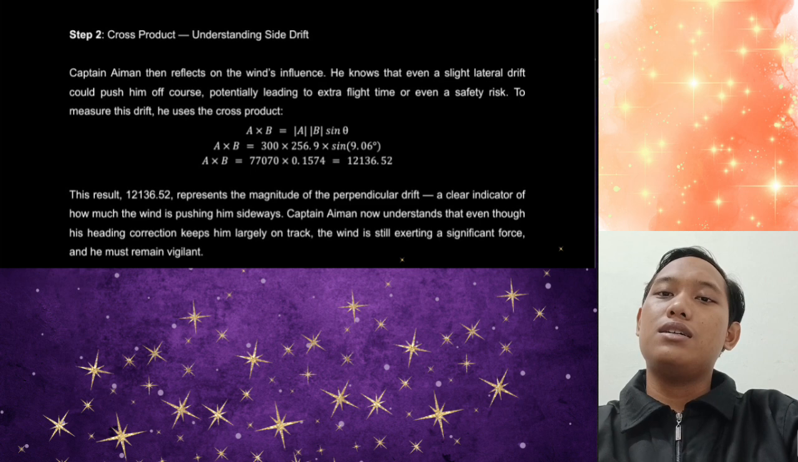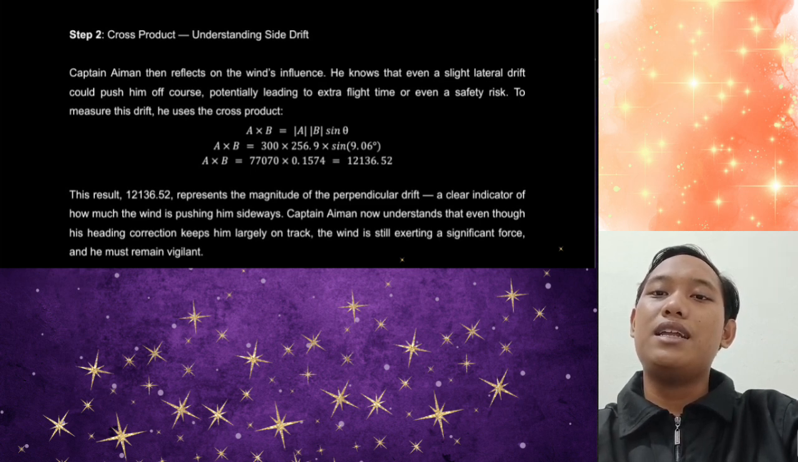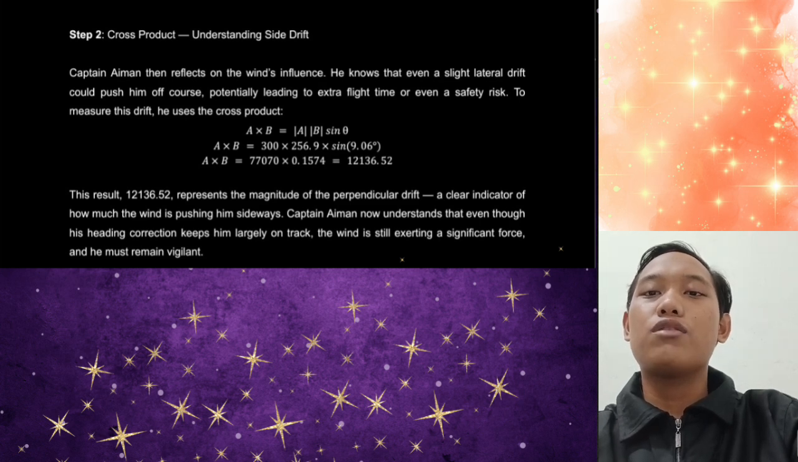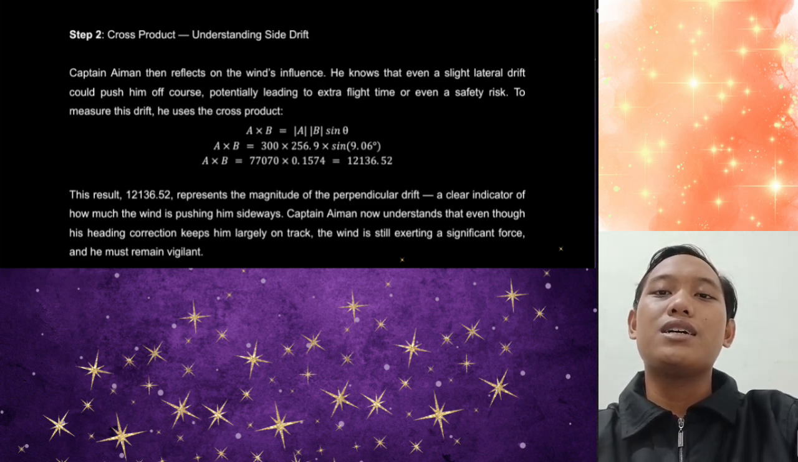Okay, next is the cross product, understanding side drift. Captain Aiman then reflects on the wind's influence. He knows that even a slight lateral drift could push him off course, potentially leading to extra flight time or even a safety risk. To measure this drift, he used the cross product. Okay, A cross B equals modulus A times modulus B sin theta.